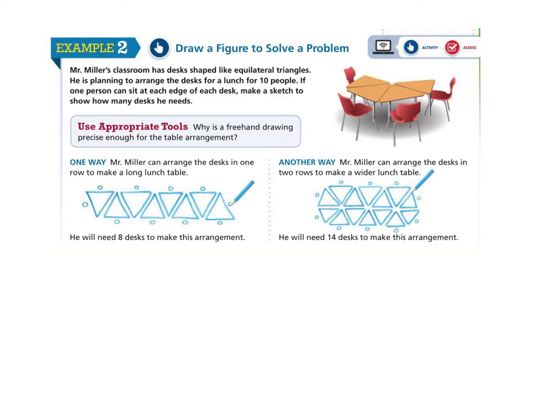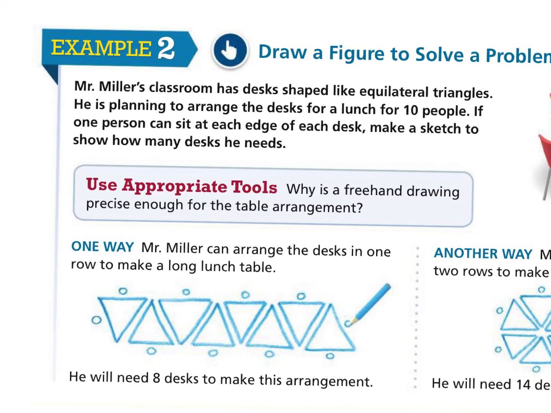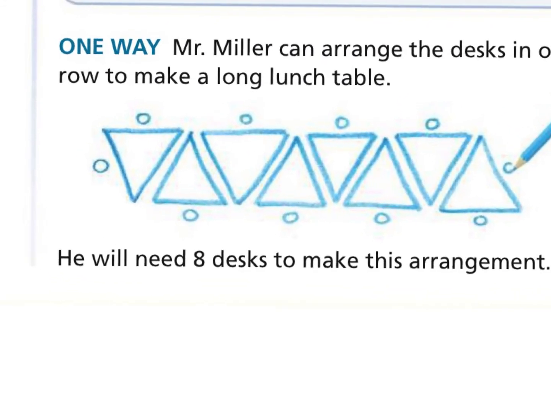So look at example 2. Mr. Miller's classroom has desks shaped like equilateral triangles. He's planning to arrange the desks for a lunch for 10 people. If one person can sit at each edge of each desk, make a sketch to show how many desks he needs. So one way of doing this, we just have one person sitting on each edge.